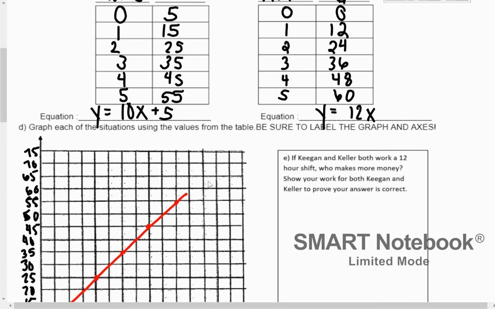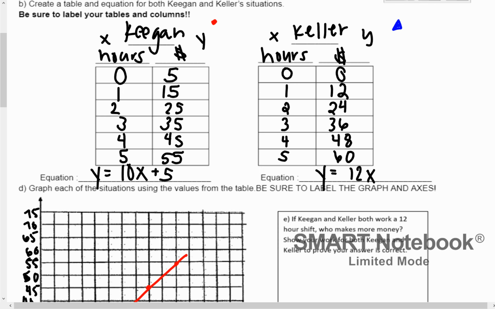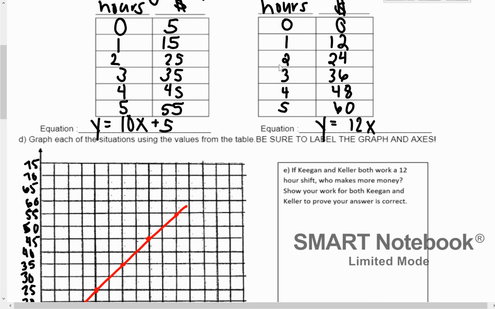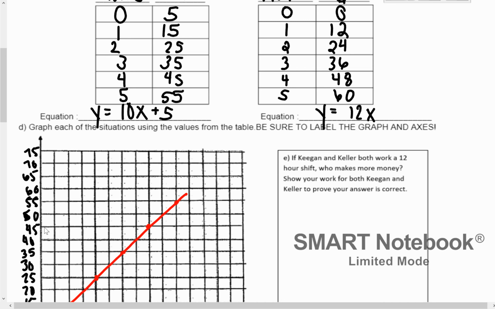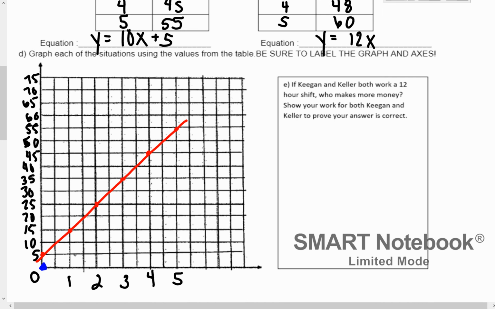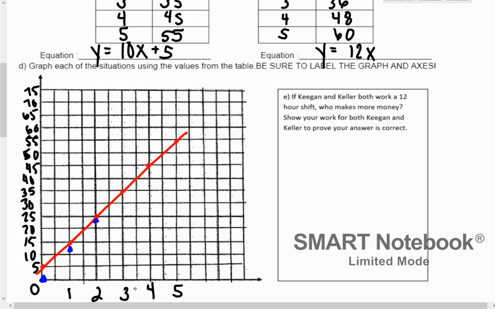Okay, then on the same graph, we're going to do Keller's. So we'll be at 0, 0 for Keller. Then we'll go 1, 12. You can kind of just guesstimate where 12 is to the best of your ability. 2 would be 24. 3 would be 36. 4 is 48. And 5 is going to be 60.